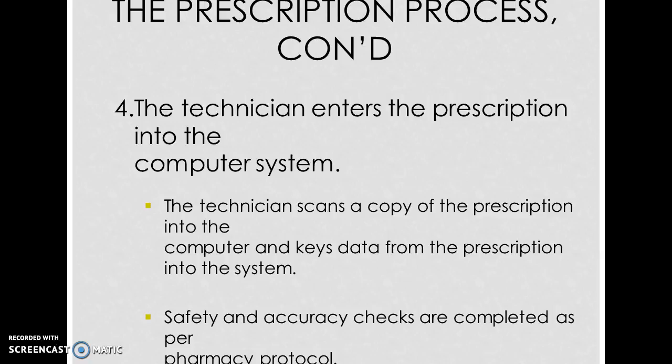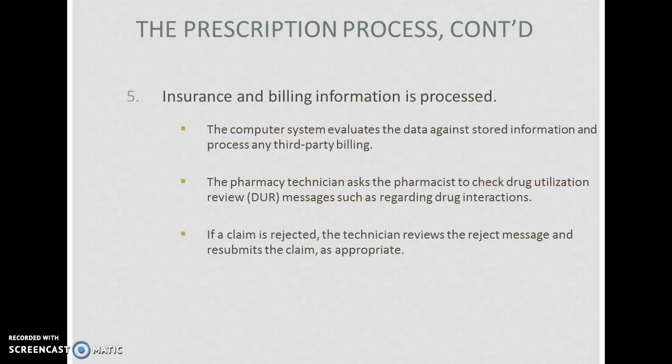And then during this time, you have safety and accuracy checks that are completed, such as the pharmacy protocol. Something that's also very important, especially here in the United States, is the insurance and billing information. So the computer system evaluates the data against stored information and processes any third-party billing. When we talk about third-party billing, you are talking about the insurance company. Messaging may be returned regarding drug utilization review, DUR, and this may be an edit or the insurer's claim. So it is the pharmacist, not the pharmacy technician, that must check out all DUR or drug utilization review messages. Okay.